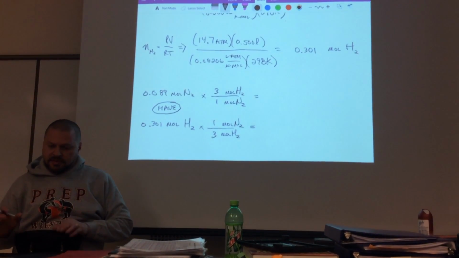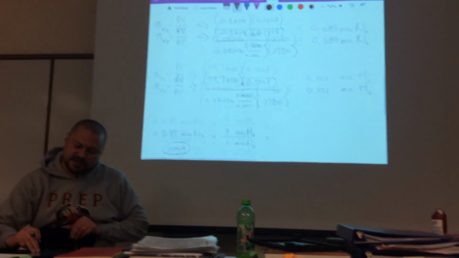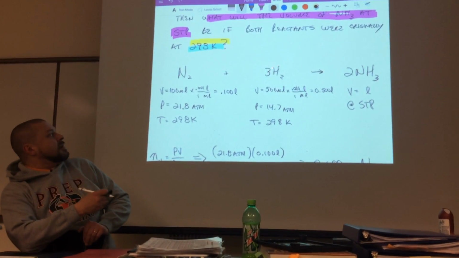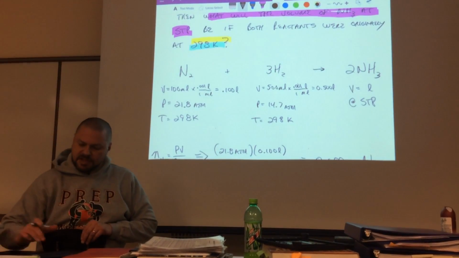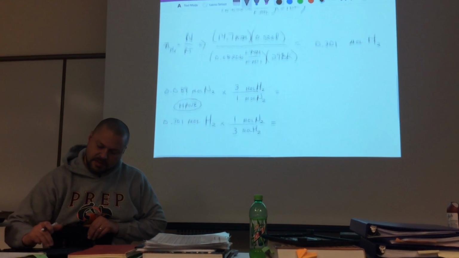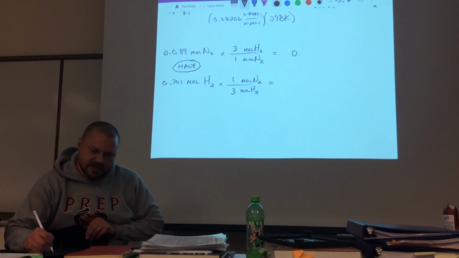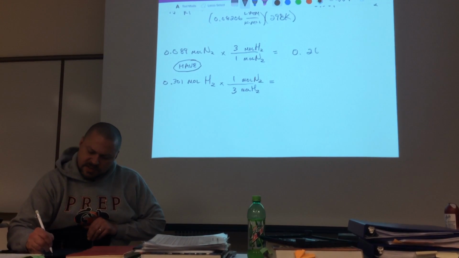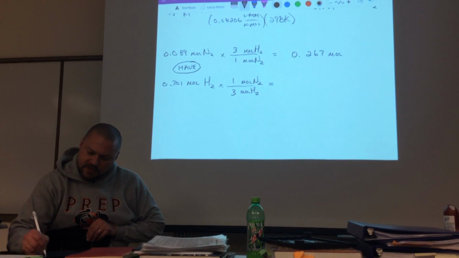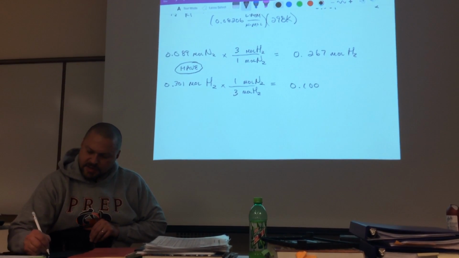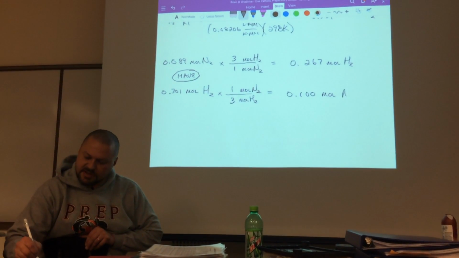Wait, why is it 3 to 1? Because of the coefficients. Let's go up to our equation there. Oh, I see, 1 N2 for every 3 H2 in the original. That's cool. Okay, and so when I do that calculation, I get 0.267 moles of H2. And here's the 0.100 that I copied before, moles of N2.